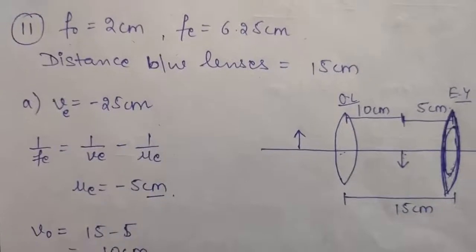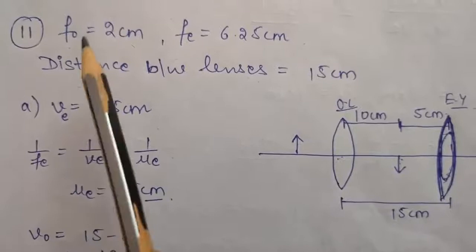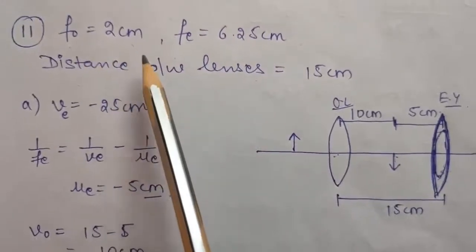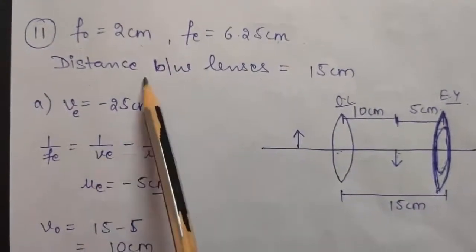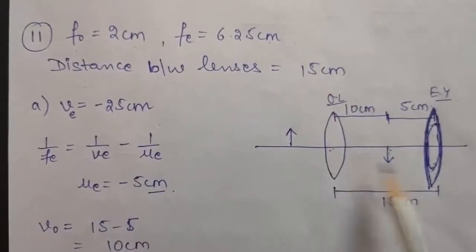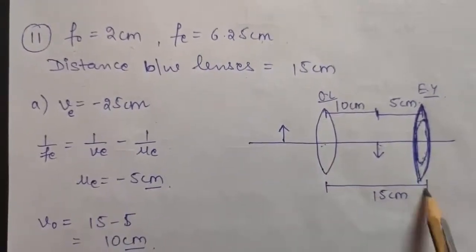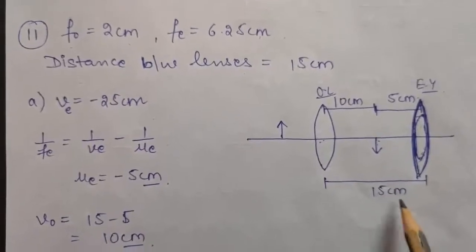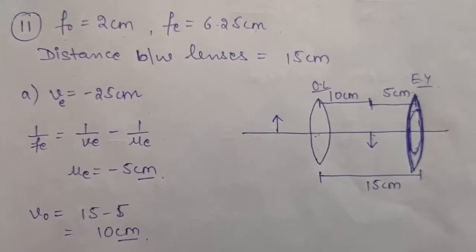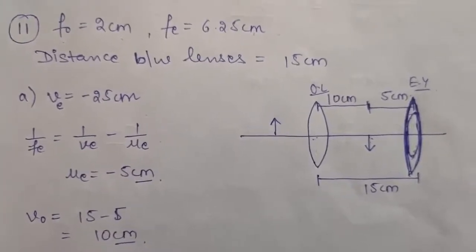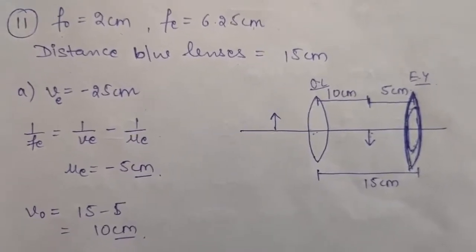It says a compound microscope of objective lens of focal length 2 cm, that is f0 is 2 cm, and an eyepiece of focal length 6.25 centimeters are separated by a distance of 15 centimeters. That is, if I draw a rough diagram, this is your objective lens, this is your eye lens, and the distance between them is given to be 15 centimeters. Okay. So further the question says, how far away from the objective lens should the object be placed in order to obtain the final image at A, the least distance of distinct vision, and B, at infinity.